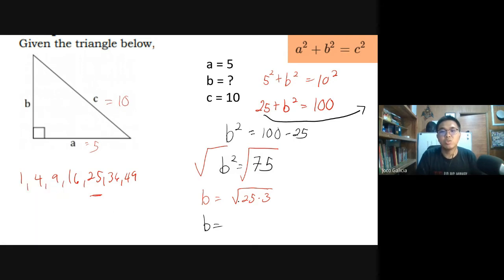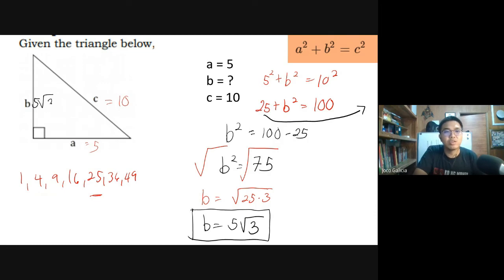b is equal to square root of 25, which is 5. Iwan si 3 sa loob. Ngayon, ang magiging value natin ay b is equal to 5 square root of 3. Then convert na lang natin yan sa decimal using the calculator. So 5 square root of 3 ang value niyan.